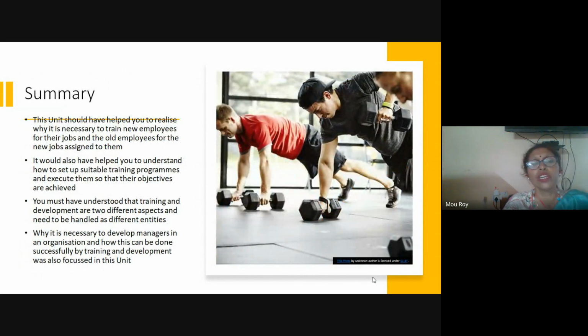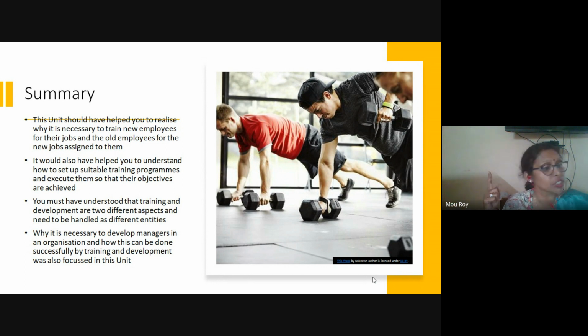So, summary. I believe this unit has helped you to realize why it is necessary to train new employees for their jobs, as well as to retrain the old employees for the new jobs being assigned to them. It would also help you understand how to set training programs. You have to design, develop, implement, and then evaluate. Do not think that implementing a training program alone generates revenue for the organization. No, you also need to evaluate.